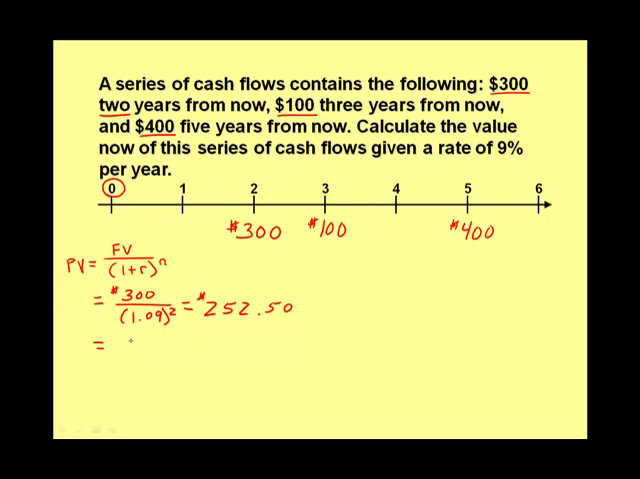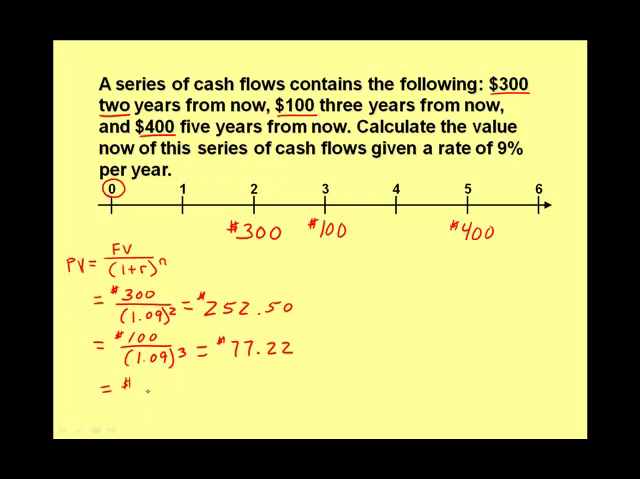And then we can take the present value of our second cash flow at 9%, and again it's going to be discounted back 3 times, and that is $77 and about 22 cents. Again, don't round in your calculations. Again, I'm just rounding here for sake of space.